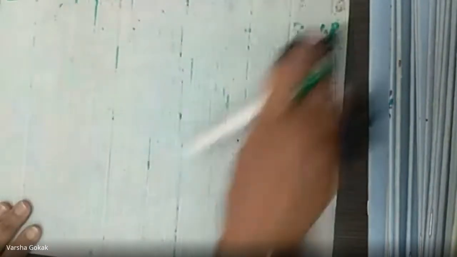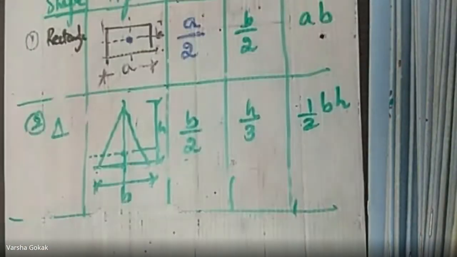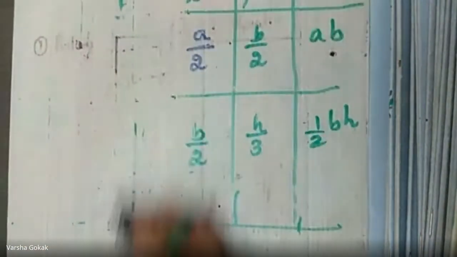Next, I'll take a semicircle. Though we have not done the derivation, it is 4r by 3 pi only. We have seen x bar is d by 2 and y bar is 4r by 3 pi. So I'll just show you. Again, the placement of the semicircle will change the x bar and y bar values.